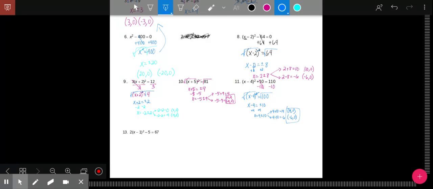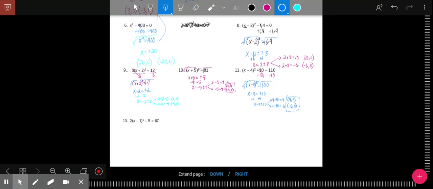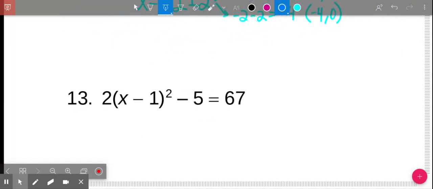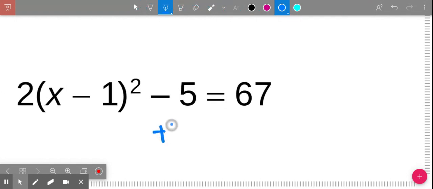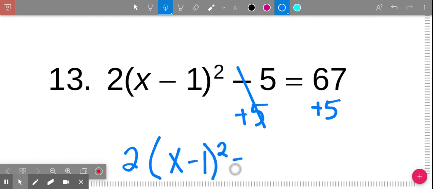Alrighty. Last one, guys. Yes, we're almost done. Maybe if it'll let me zoom in. There we go. All right, so we have 2 times (x minus 1) squared minus 5 equals 67. So we're going to start by getting rid of the minus 5. So we're going to add the 5 over. That's going to cancel out, so the 2 stays up front. And then we'll have 2 times (x minus 1) squared is equal to 67 plus 5, which is going to give us 72.